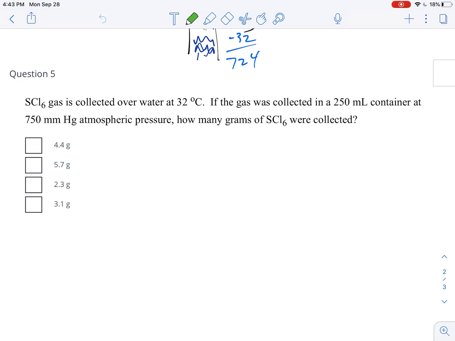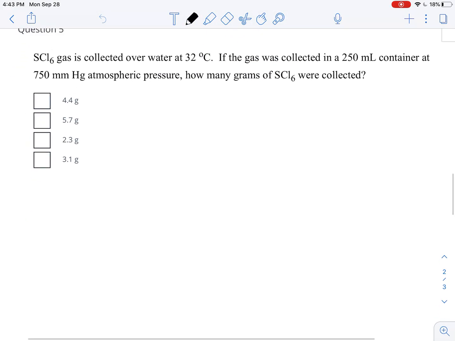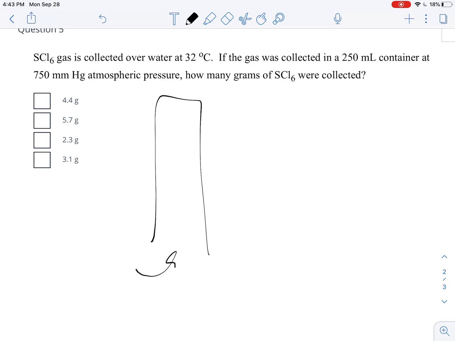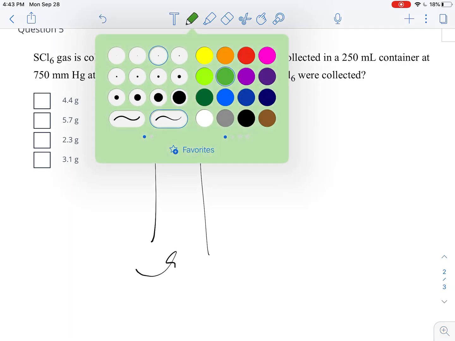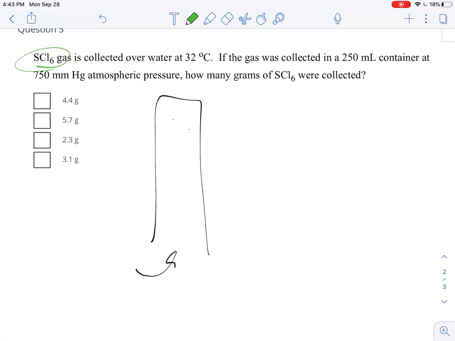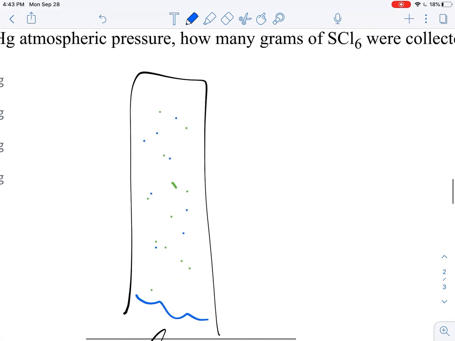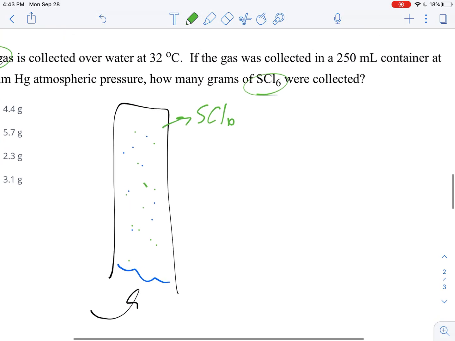So for this one, this is going to be the same thing as the one before, except we're going to have to go one slightly more step than that. Apparently we're going to be collecting some SCl6 gas. So again, we're going to have some gas that we're collecting over water in here, and there's also going to be some water that we're going to have to subtract out from there. So apparently I have some SCl6 gas that is there.